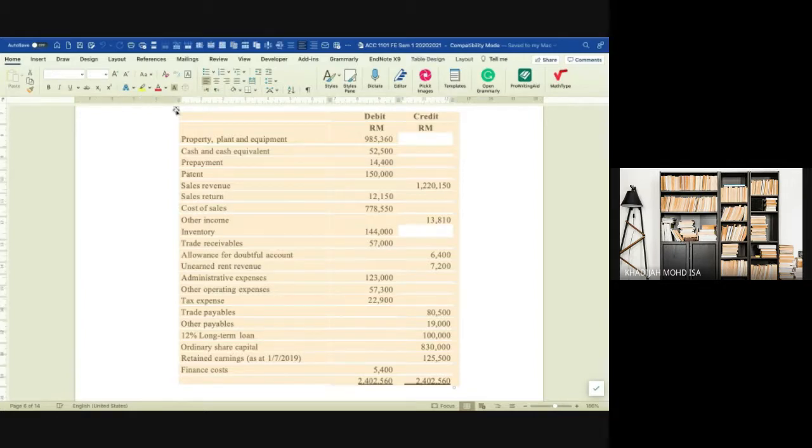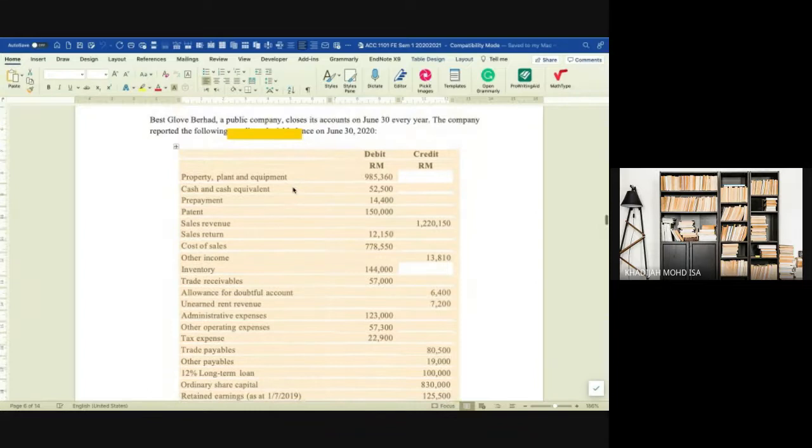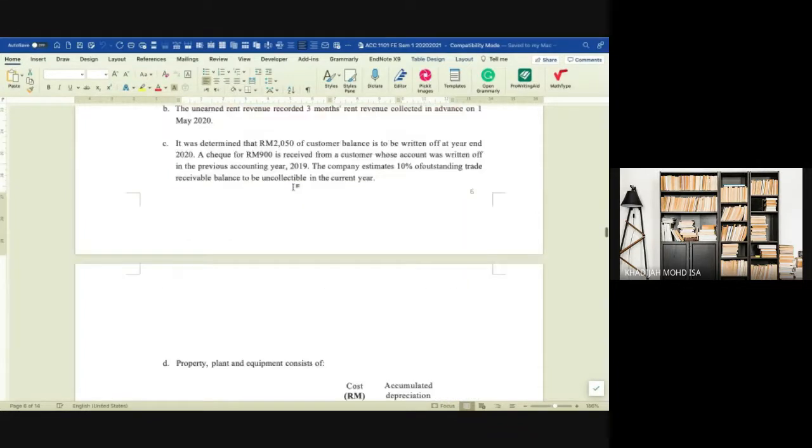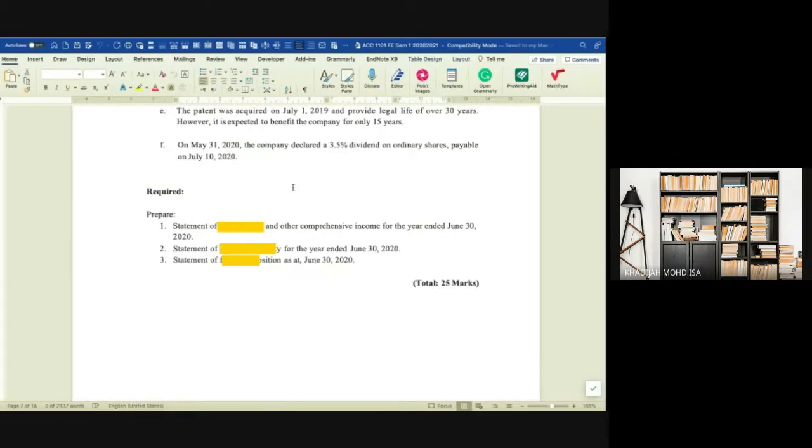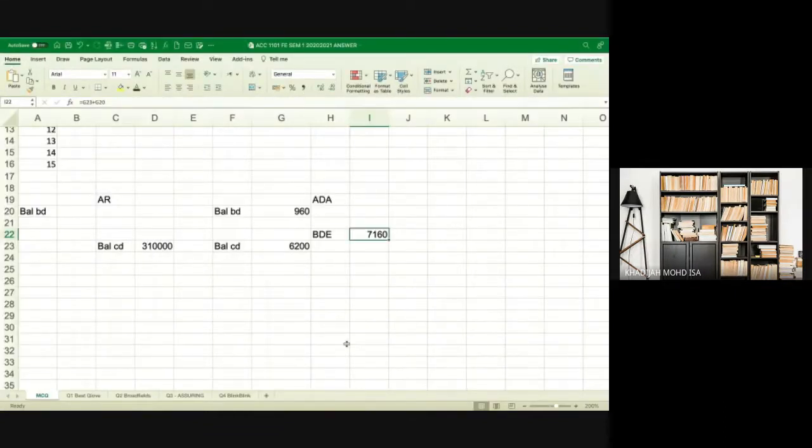Again, you are given the unadjusted trial balance. What you do is now you have to prepare the financial statements. So you know the financial statements are your profit and loss, retained earnings or statement of your equity, and then statement of your financial position. So let's do this quickly. So let's see how much time do we need to do this question. All right, let me just do it here.